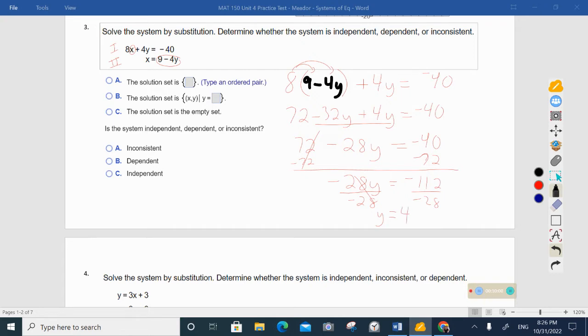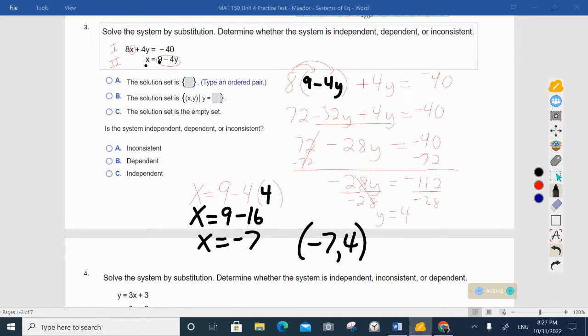Now, you know y, but now we got to find x. So to find x, look at your two original equations. The best one to use is the one that says x equals. So we're going to say x equals 9 minus 4 times y, and we now know that y is 4. So you'd multiply first. Negative 4 times 4 is negative 16, excuse me. And so x equals negative 7. So you just found an ordered pair, an x and a y value that makes both equations true. Negative 7, positive 4. That is the solution to this problem. Now, because there's one answer, that's called an independent system.